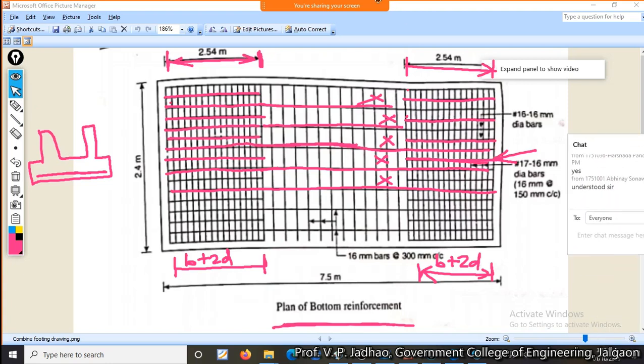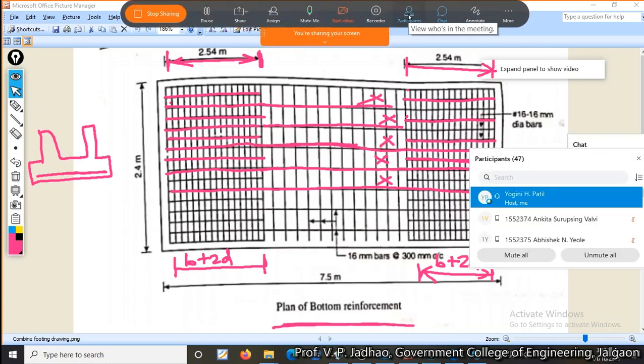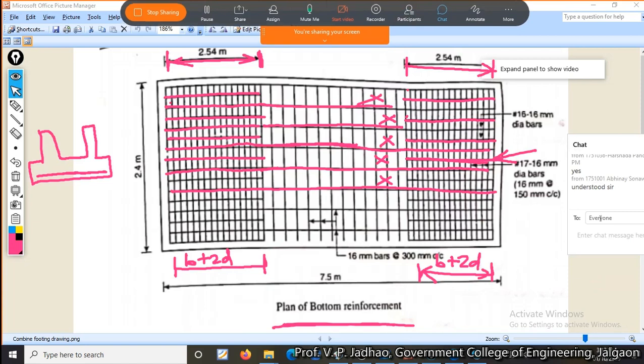Any problem in this bottom face reinforcement? याच्यात काही प्रॉब्लेम आहे का?